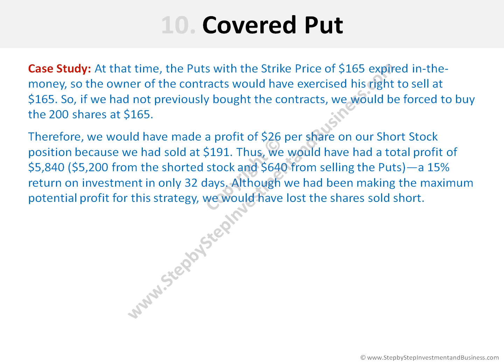Therefore, we would have made a profit of $26 per share on our short stock position because we had sold at $191. Thus, we would have had a total profit of $5,840, $5,200 from the shorted stock, and $640 from selling the puts, making a 15% return on investment in only 32 days. Although we had been making the maximum potential profit for this strategy, we would have lost the shares sold short.